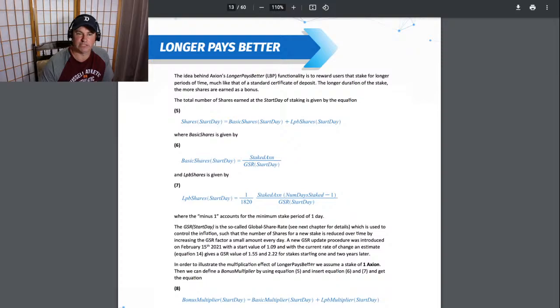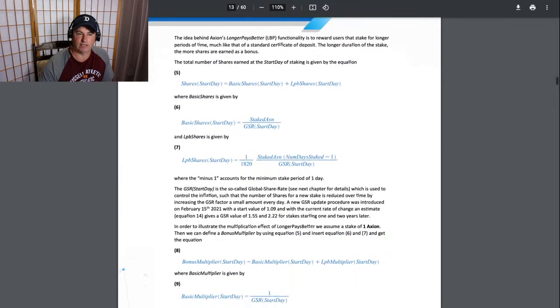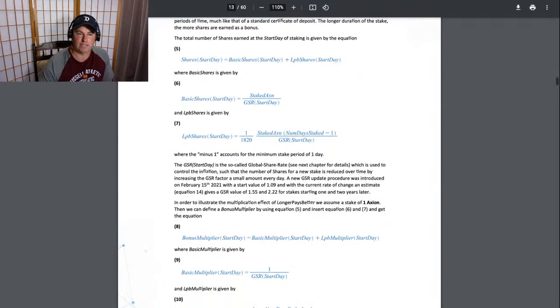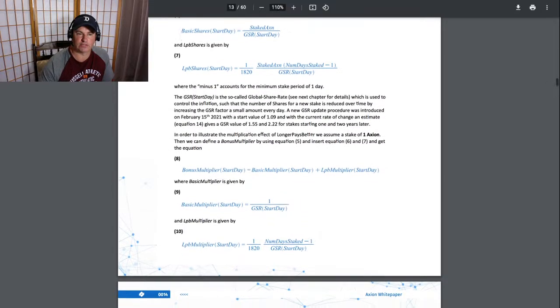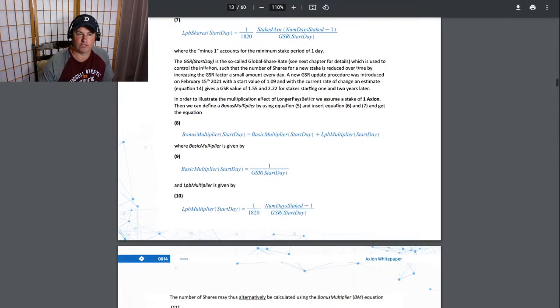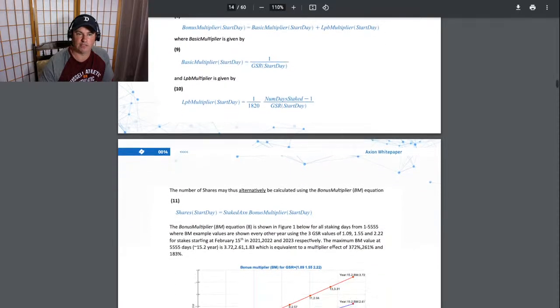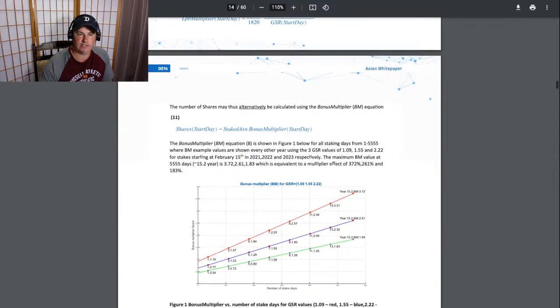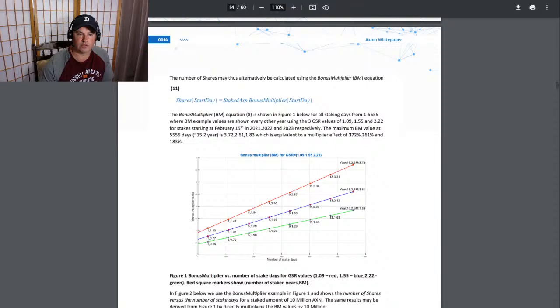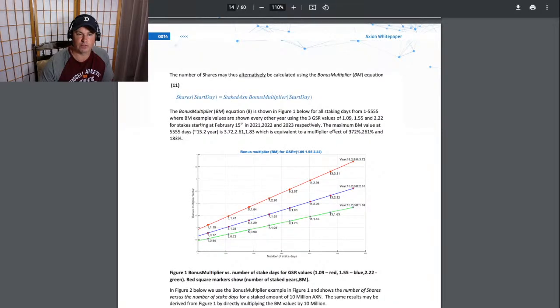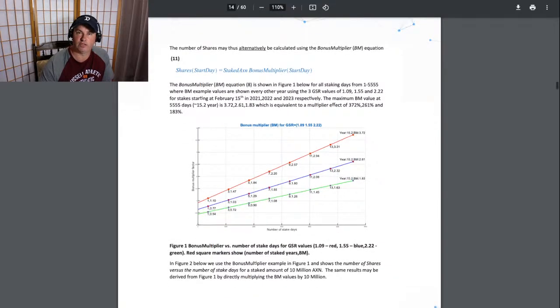You can see the basic shares: staked Axion divided by the GSR. And then you've got the amount of longer pays better shares here, and you can see the formula there. We won't go through all that technical stuff. And you've got the longer pays better formulas here, with the multiplier as well, and you can check that out. The number of shares, we've got the bonus multiplier equation as well, and then we've got this nice chart.